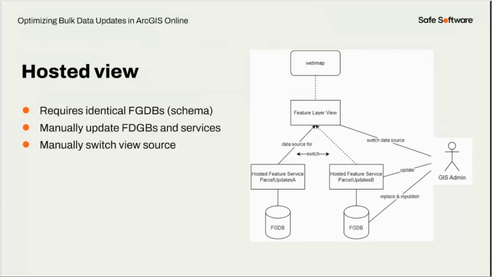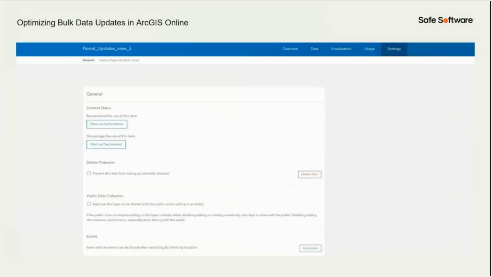You create two identical copies of a file geodatabase, or you use the same file geodatabase twice. You publish the file geodatabases as a hosted feature service, so that you have two identical services. They're here called parcel updates A and parcel updates B. And then you create a feature layer view from the first service, in our case, parcel updates A. And at this point, you can go into the hosted view settings and change its data source to another feature service. There's a little video here that shows what this looks like in the ArcGIS Online web UI.